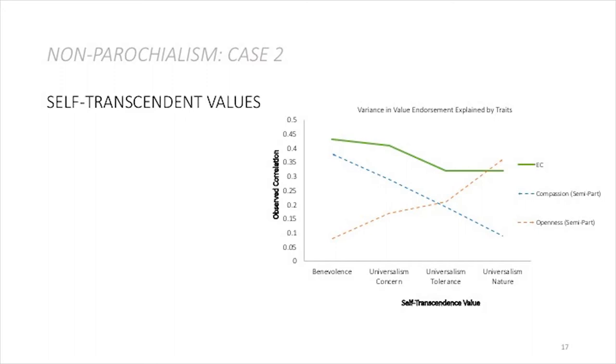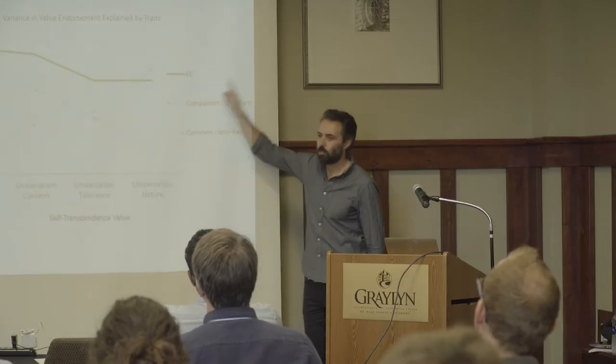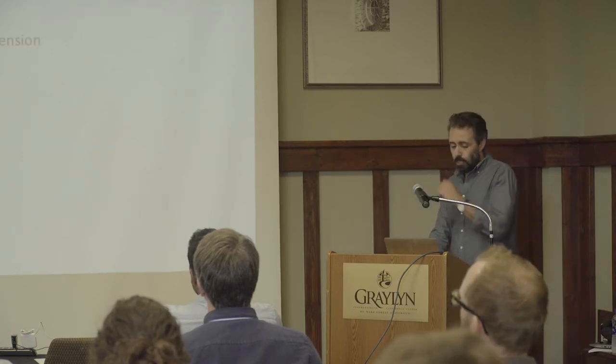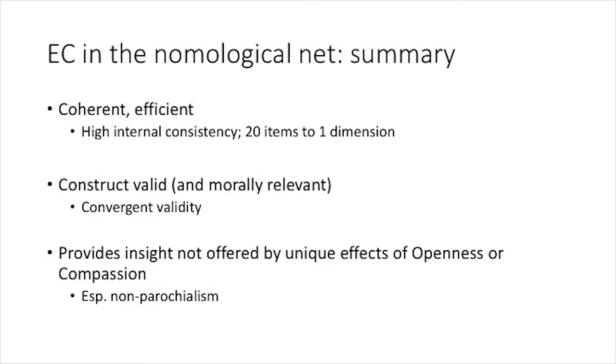I couldn't believe it the first time I saw it. Beautiful crossover, with compassion just not doing much at all when you get out towards nature, but openness doing it all. So I think that together suggests that enlightened compassion, at least as it's measured using BFAS, is coherent. It's efficient, and it takes 20 items and gets it down to one dimension.